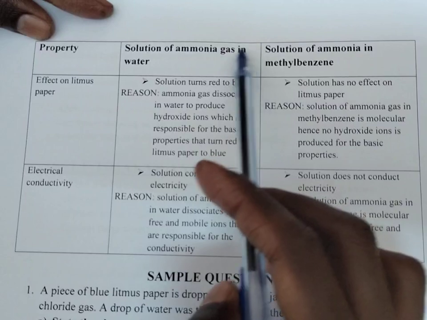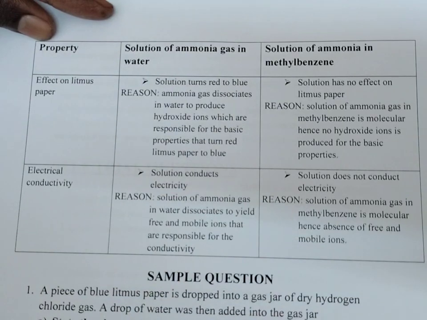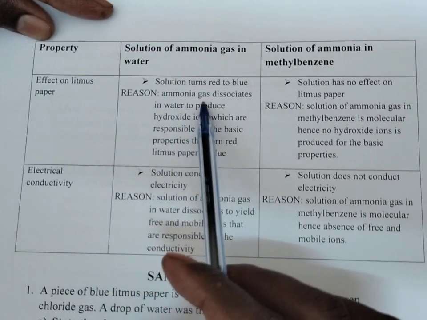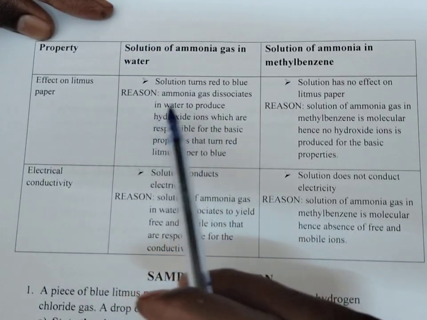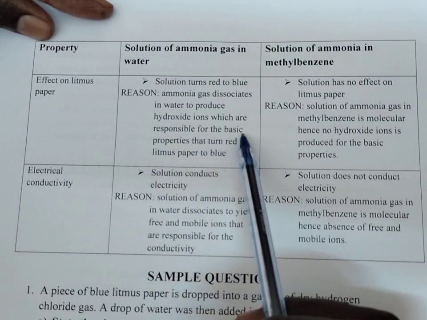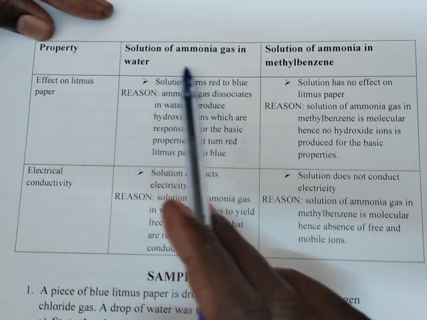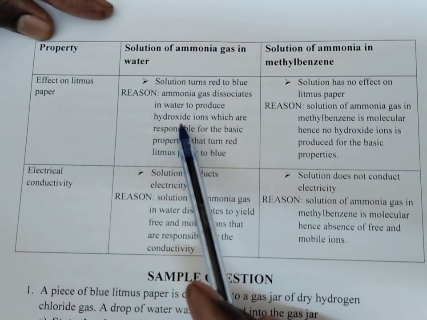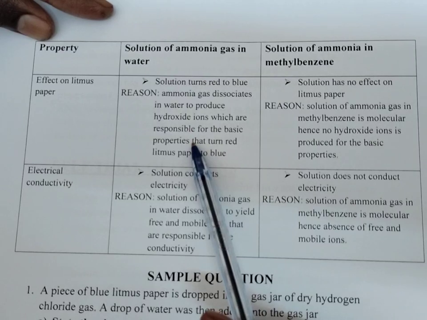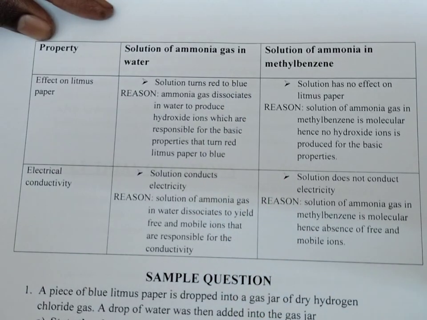What happened to the solution of ammonia gas in water? The effect that it has on litmus paper: the solution turns red litmus to blue. Remember, ammonia gas is the only basic gas that we have in high school. Reason: ammonia gas dissociates in water to produce hydroxide ions, which are responsible for the basic properties that turn red litmus paper to blue. This hydroxide ion is the one that is responsible for the basic property. Bases always change red litmus paper to blue. That is why the litmus paper turns from red to blue. What happened to the solution in methyl benzene?